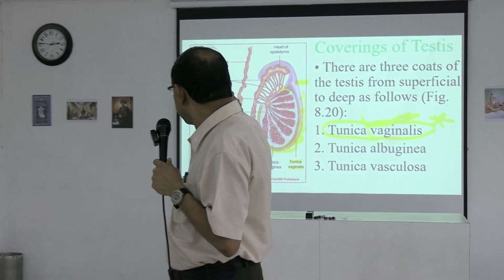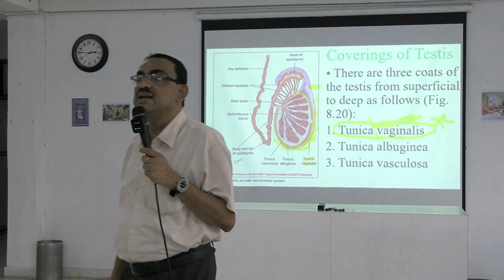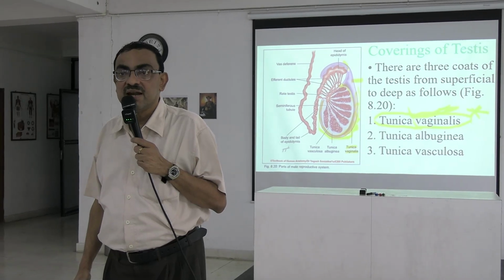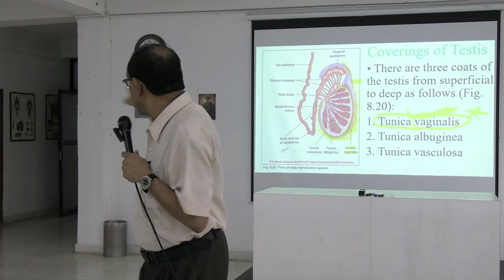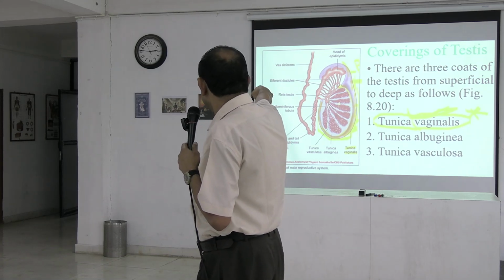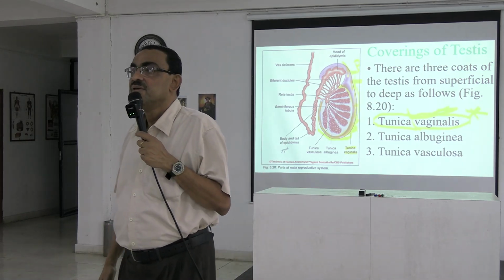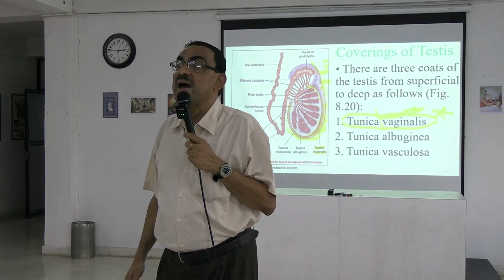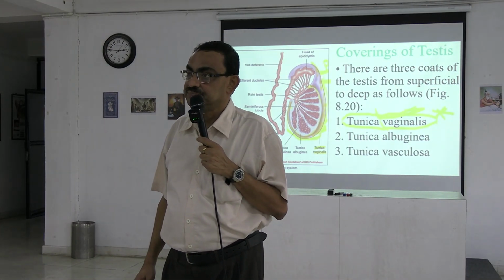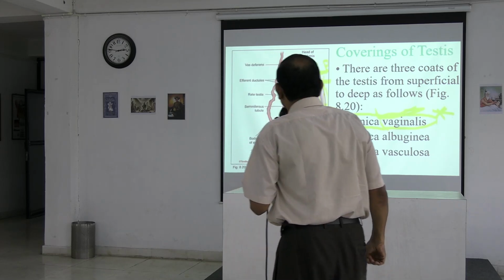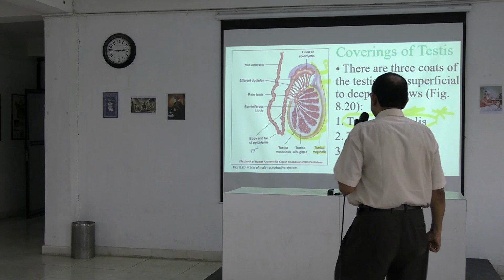One layer is intimately attached to the testis, that is the visceral layer, and it is reflected from above and below as the parietal layer, from the upper pole to the lower pole. That is the parietal layer of the tunica vaginalis, and the cavity we can see is the cavity of the tunica vaginalis.